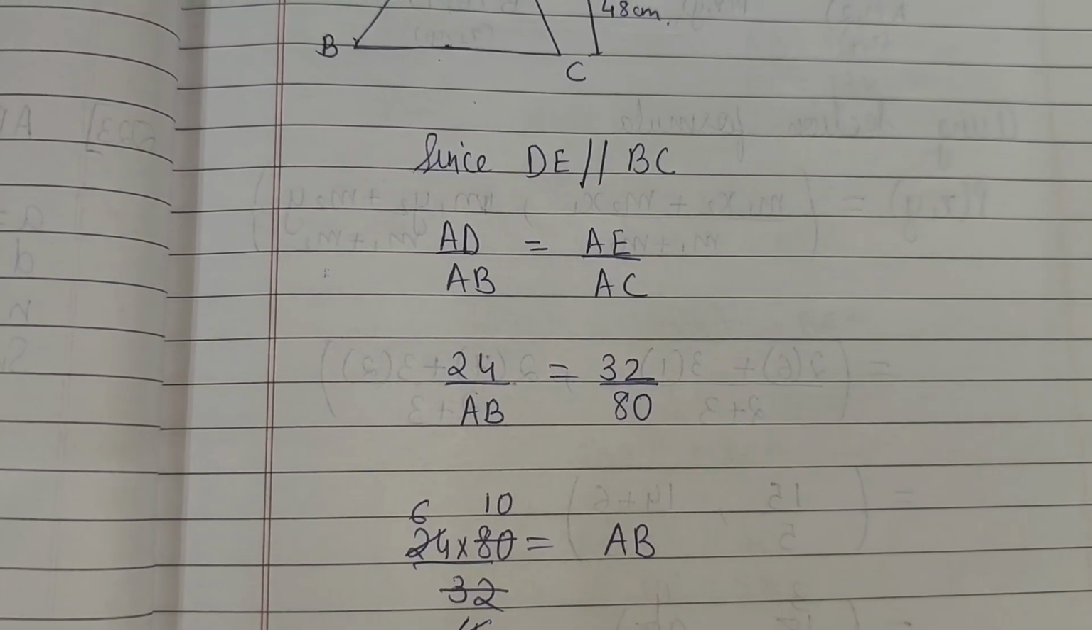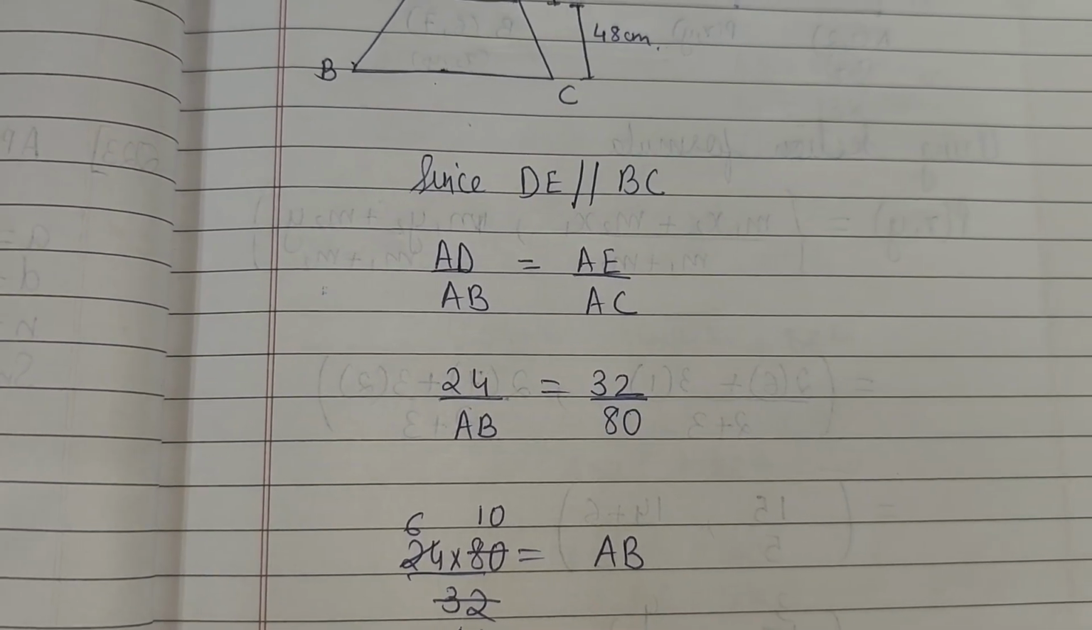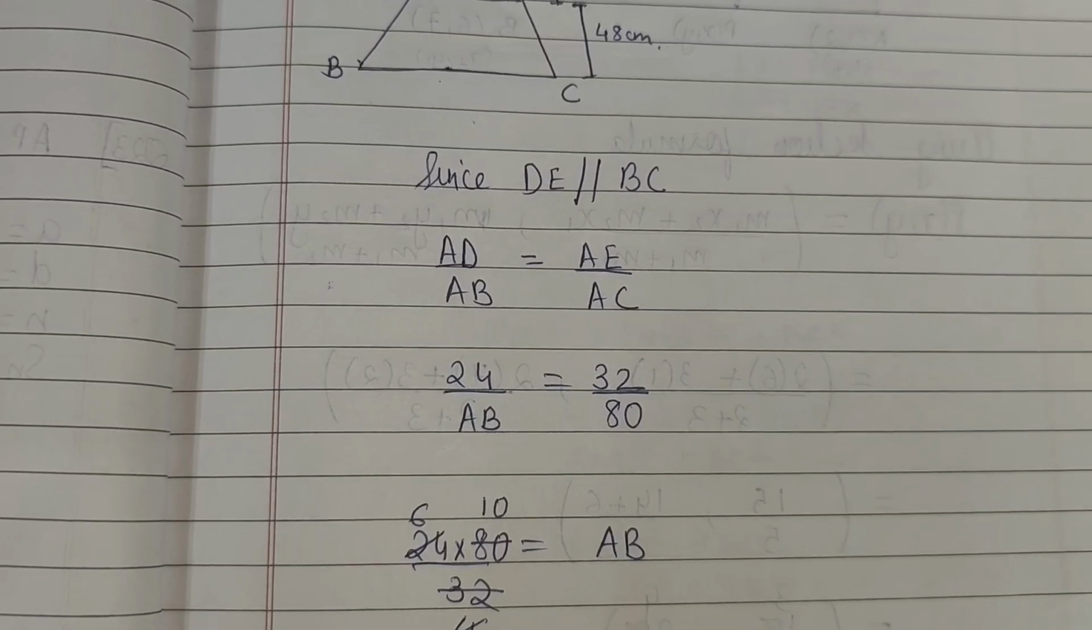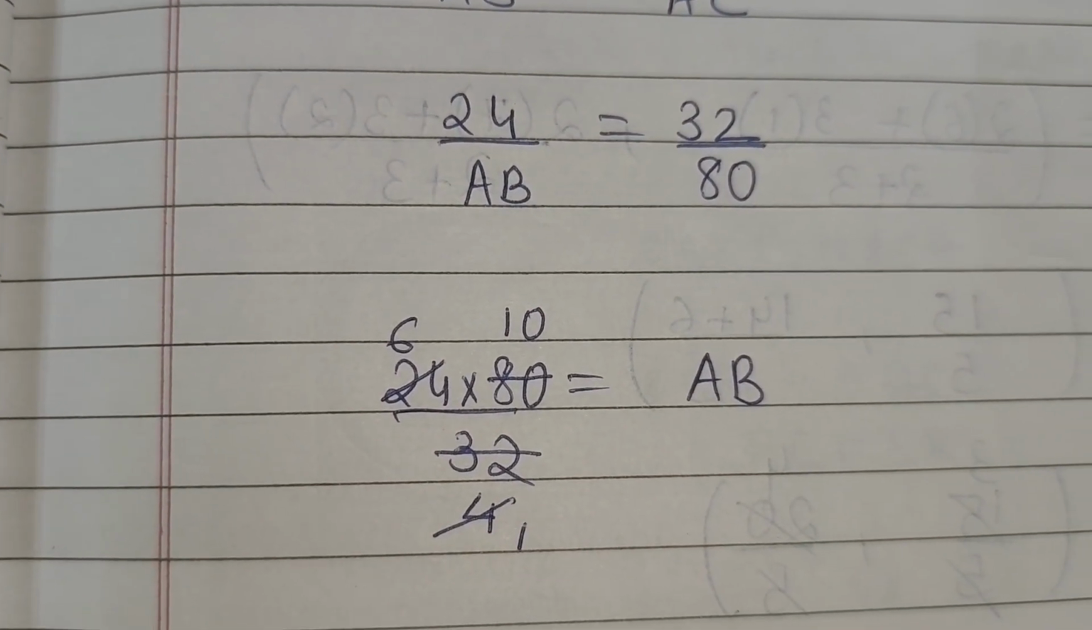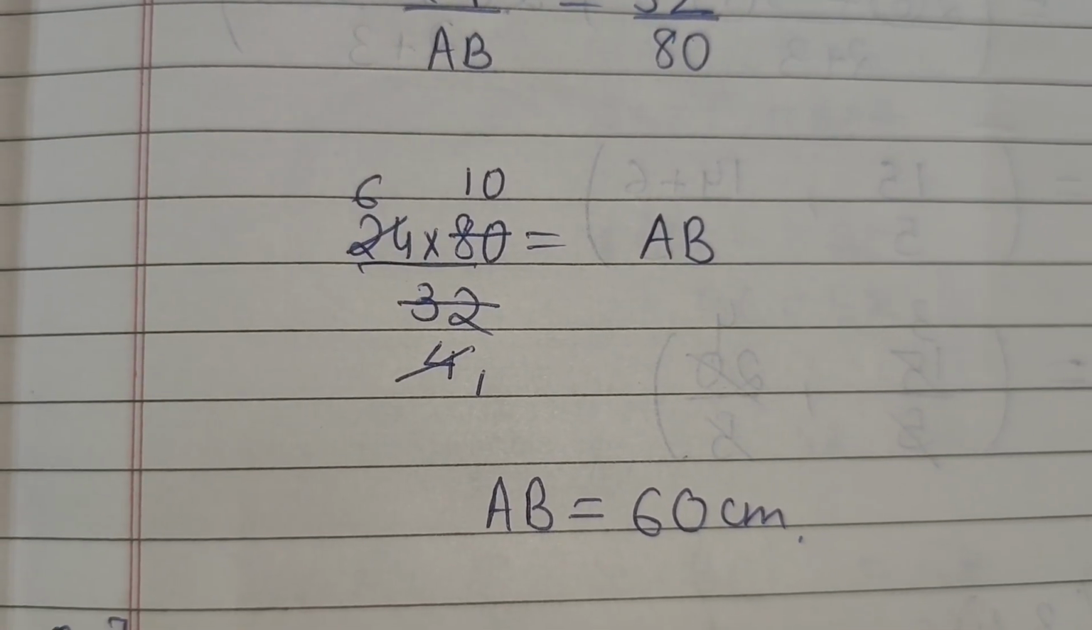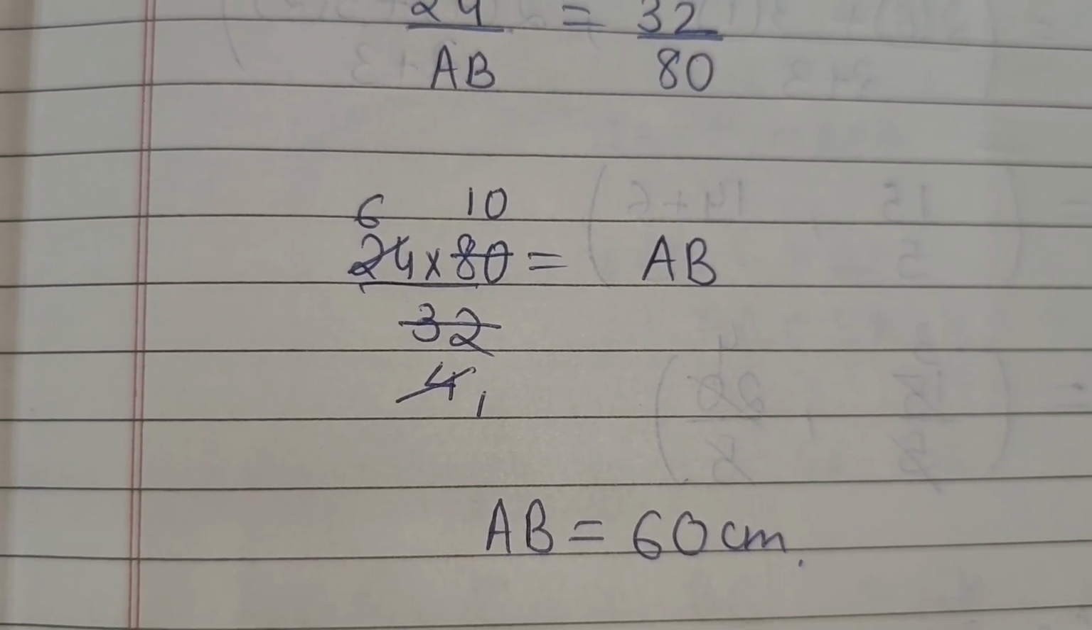So I will take AB to the other side, and 80 will go in multiplication. It is now in division over here, so it will go in multiplication over here, and 32 will go down. After cancelling I will get AB is equal to 60.